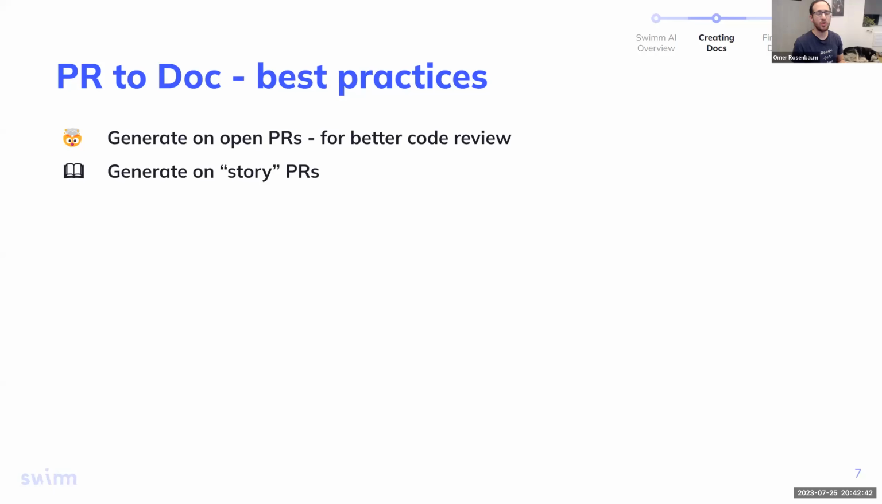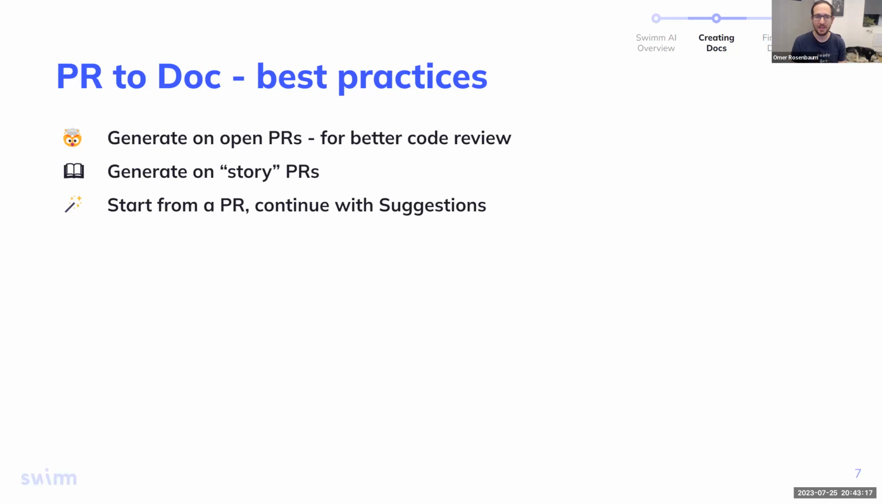Another best practice is to generate docs from PRs on story PRs. That is, pull requests that actually tell a story. If the pull request only includes a part of a story, like a small change that together with a few other pull requests could tell a story, then it wouldn't generate a coherent document either. So the better the pull request is, that is, the more elaborate it is, the more coherent the changes are in describing a full story, the better the resulting document would be.